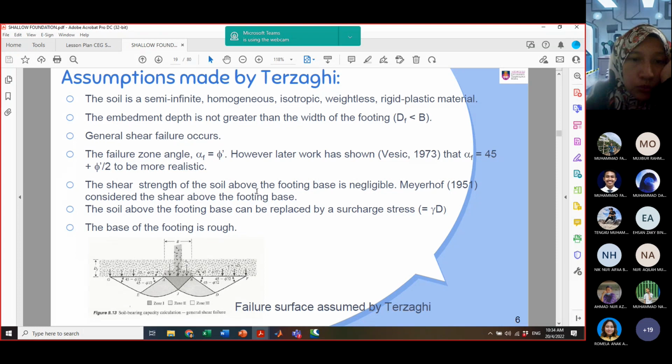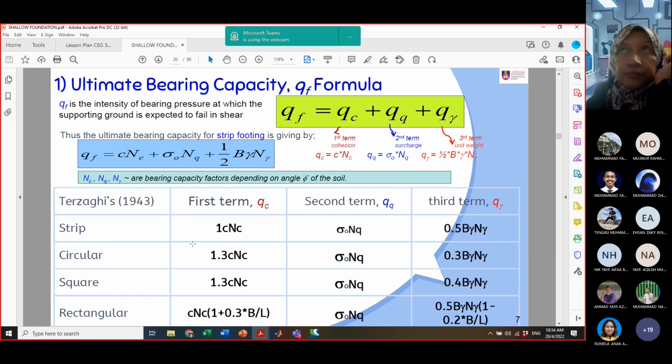Okay, the shear strength of the soil above the footing base is negligible, and the shear above the footing base is considered. So the soil above the footing base can be replaced by surcharge stress, gamma D, and the base of the footing is rough.